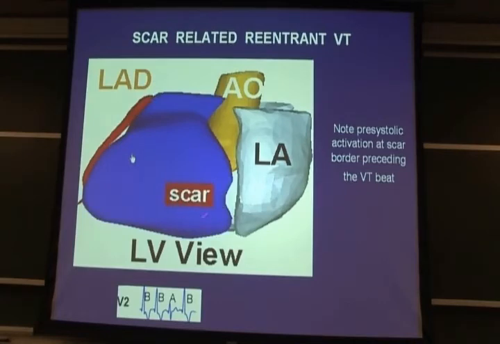Here's the second beat, also around the scar. And by the way, there's diastolic, see? There's all kinds of diastolic activity between beats, which is slow conduction. This continues through the scar. Now you expect to have the normal sinus rhythm beat, and then there'll be another reentry beat.